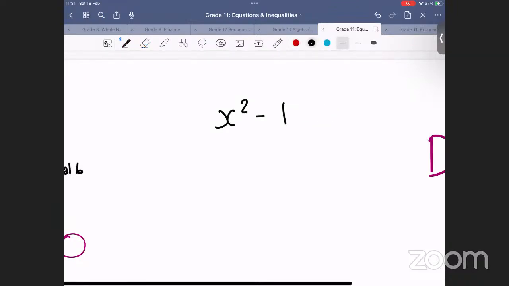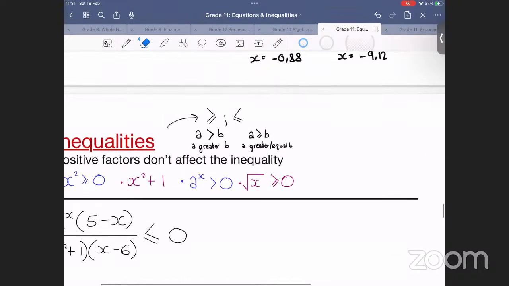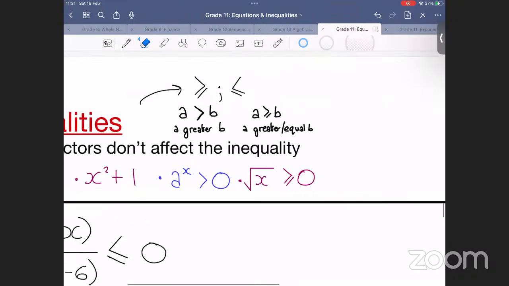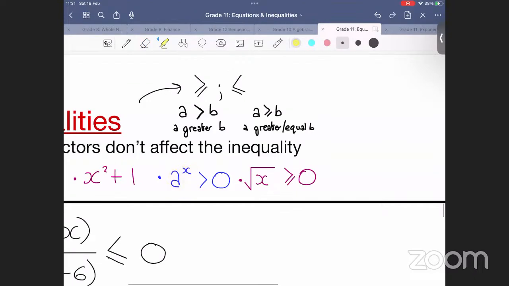The reason being is because if x is 0, that becomes 0 minus 1. The answer is -1. Okay. However, something like x squared plus 1, that will always be positive. All right. Then we talk about a to the power of x.